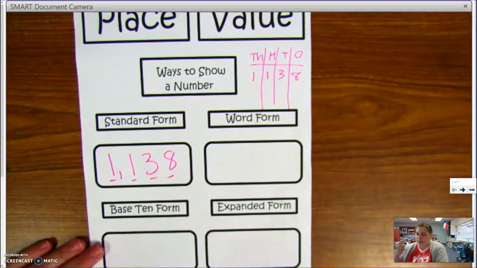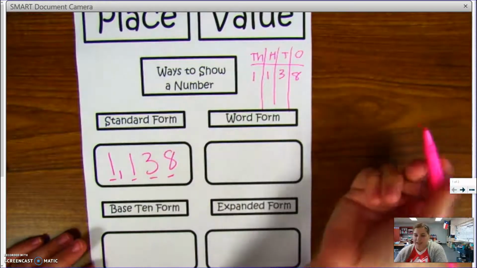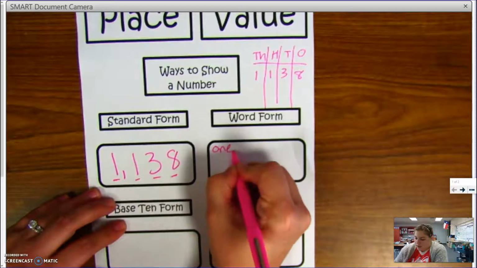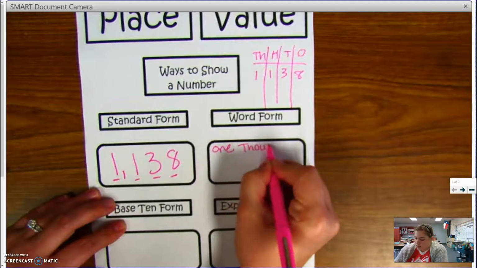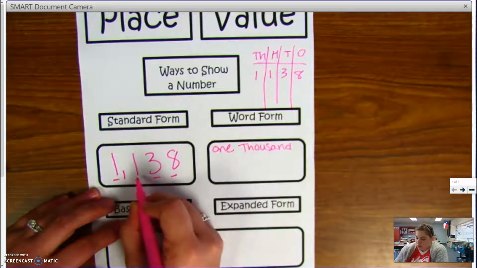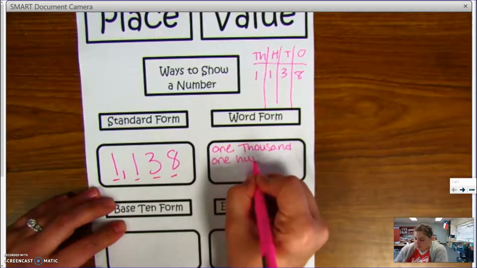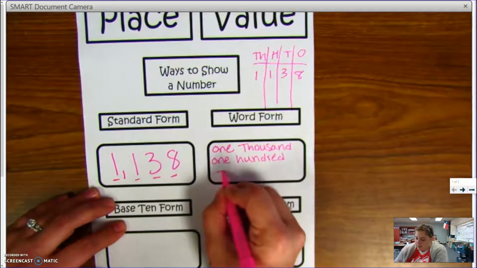In word form, I'm going to write the number exactly as I say it. I say 1,000, 100, 38.